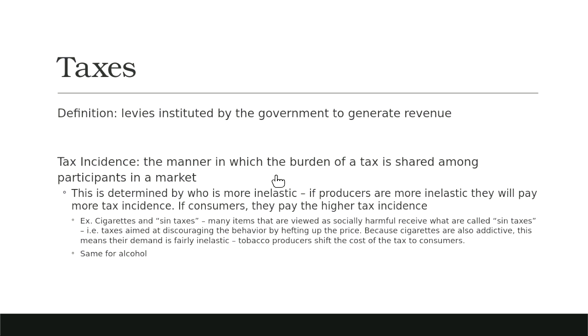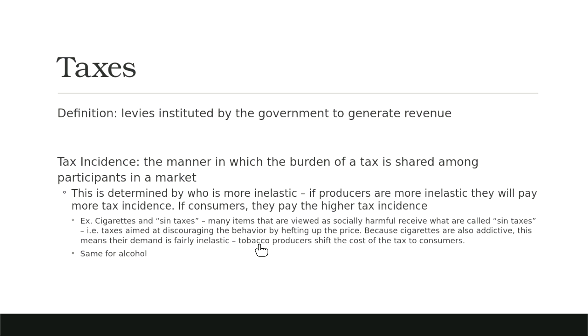However, the classic example of this is cigarettes and sin taxes. Sin taxes are taxes instituted on items that the government views as socially harmful. Cigarettes and alcohol receive these taxes aimed at discouraging this behavior. The idea is that the more expensive it gets, the more quantity demanded goes down, so if we put a tax on it, it should reduce quantity demanded. I think tobacco is like 400%, so the vast majority of the price of a pack of cigarettes is tax.